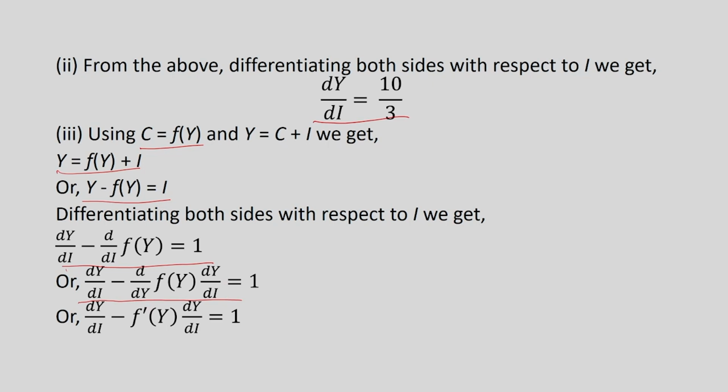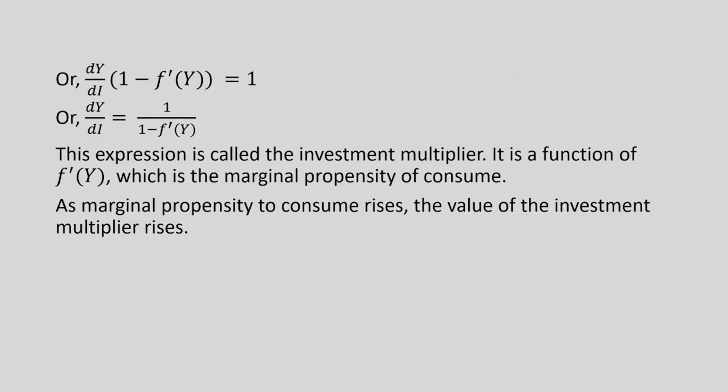So, I have broken this down into 2 parts. And then what is d/dy of f of y? Let us suppose that is f dash of y multiplied by dy/dI is equal to 1. So, now I can take dy/dI common and I get dy/dI multiplied by 1 minus f dash of y is equal to 1. And so, I divide both sides by 1 minus f dash of y and I get this expression: dy/dI is equal to 1 divided by 1 minus f dash of y.